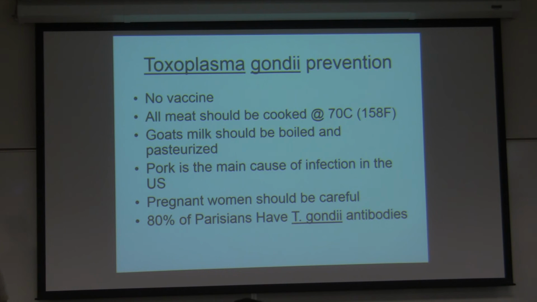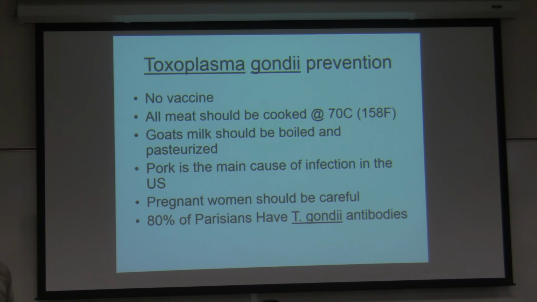They call it cross-contamination, or in the kitchens in restaurants. The person who cut the meat in the restaurant, usually same knife, lettuce, and so on and so on. Okay, all meat should be cooked. Goat milk, not cow's milk. Goat's milk should be boiled and pasteurized because it's been reported in there.